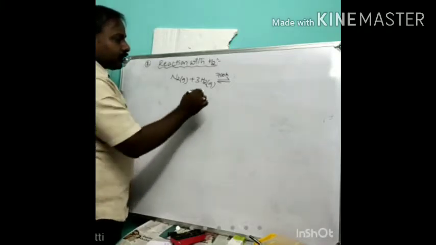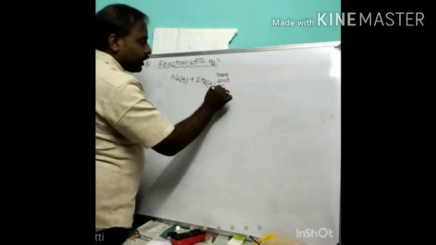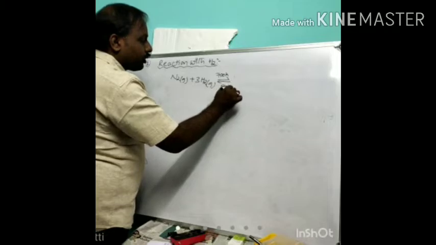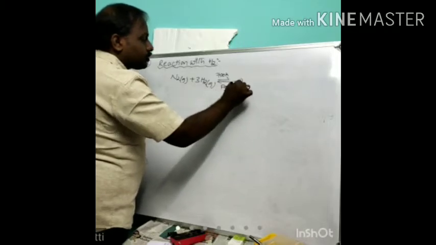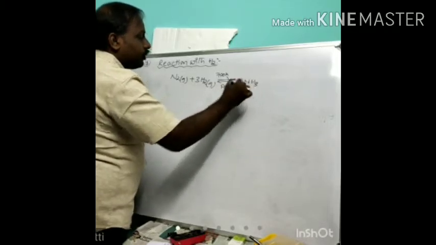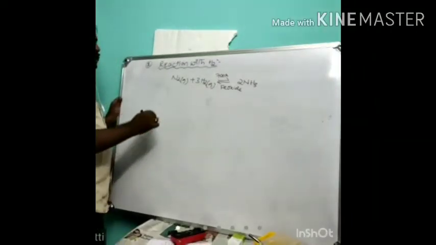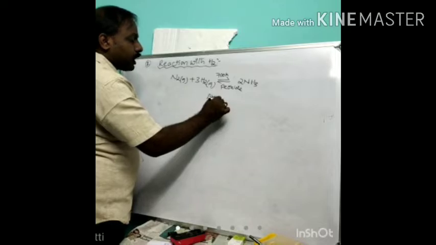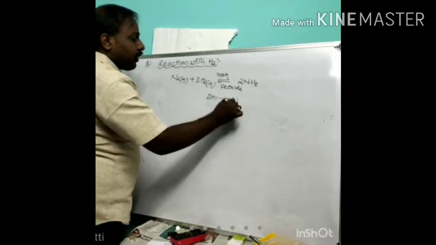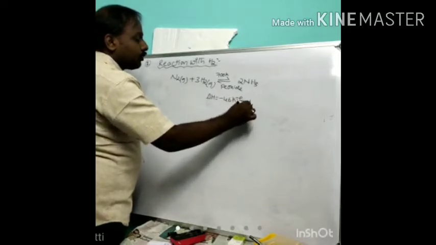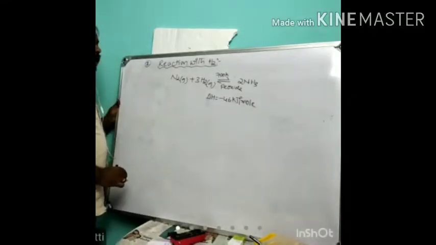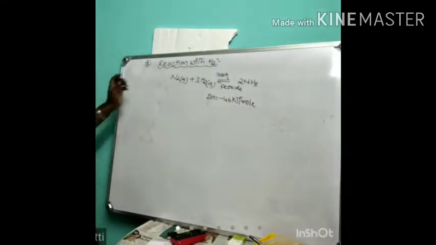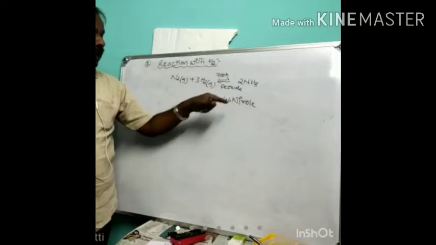and in the presence of a catalyst, that is nothing but iron oxide, nitrogen reacts with hydrogen. It gives NH3. The reaction is reversible and exothermic. During this process, energy is released, 46 kilojoule per mole. For 1 mole it is 46, for 2 moles it becomes 92.